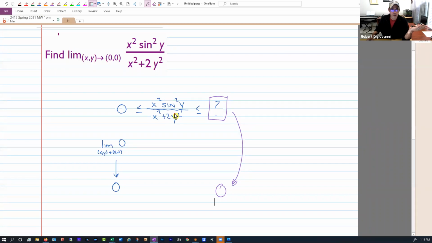Right? I mean, we can't check every path. So we can't do a limit of a function of two variables. We can do a limit of a function of one, but not two. So maybe what we choose here is a function that only has one variable in it. Is there any way we can think of something that's bigger than this, but only has x in it or only has y in it? Any ideas here?